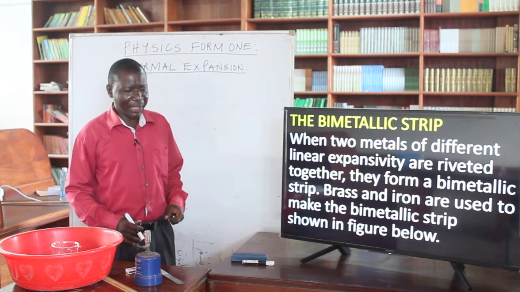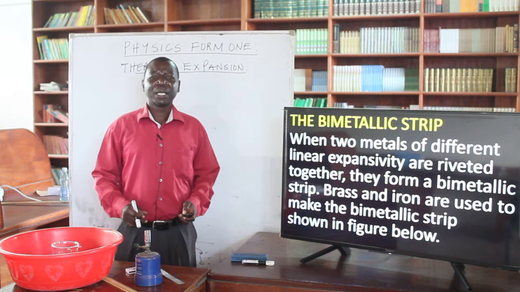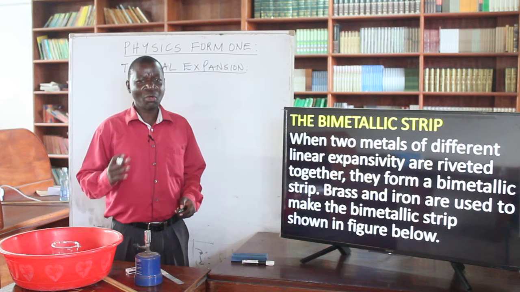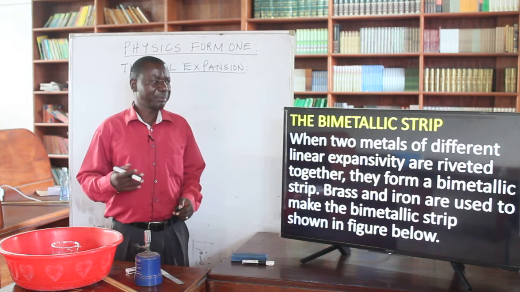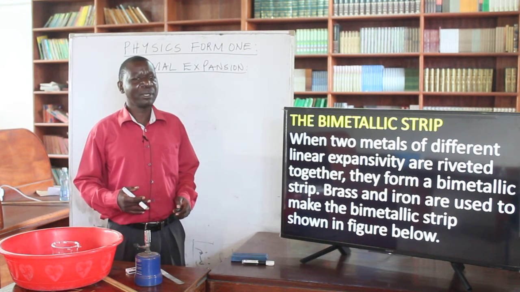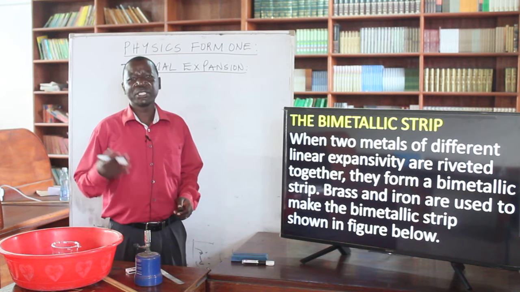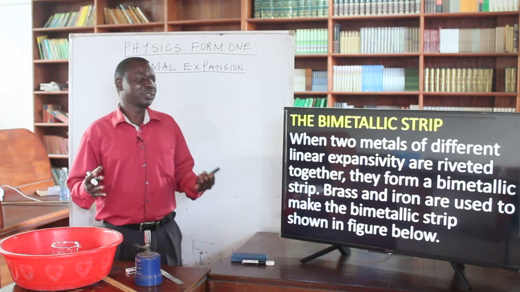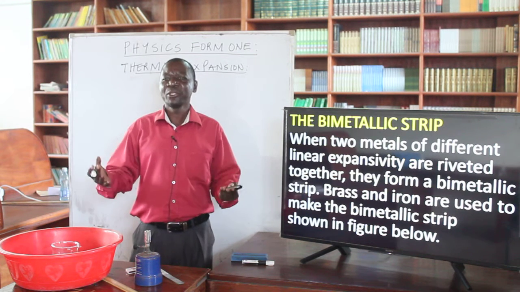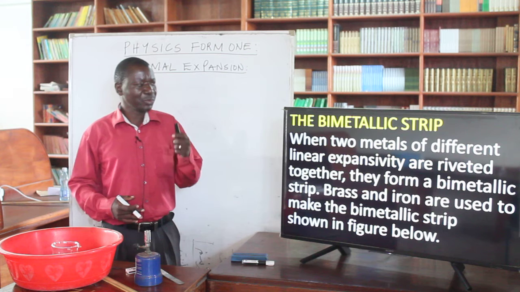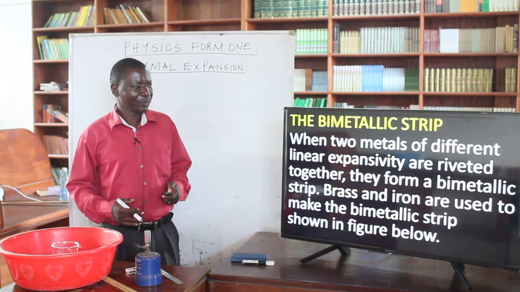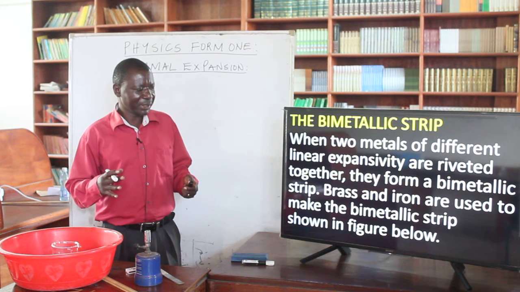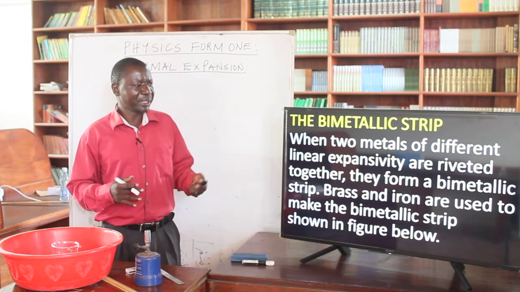Bimetallic strip is one of the applications of thermal expansion in solids. I told you in our previous lesson that thermal expansion can be used in engineering. Your choice of material, on how those materials expand and contract, will determine how you can use them in engineering. And today, we want to look at the bimetallic strip. It can be used in various applications, in various areas where it can be needed.